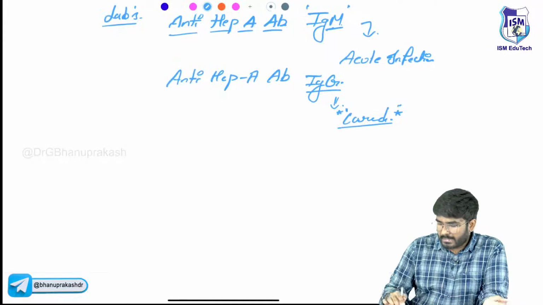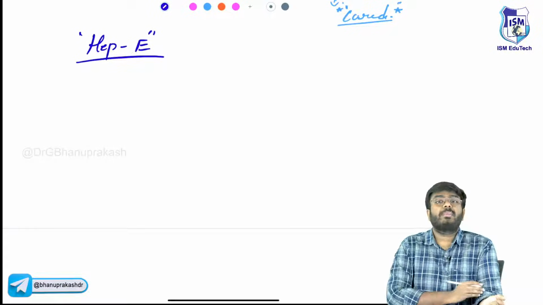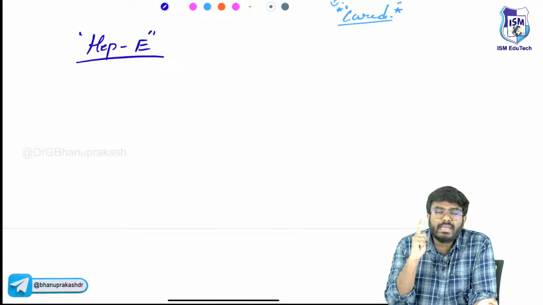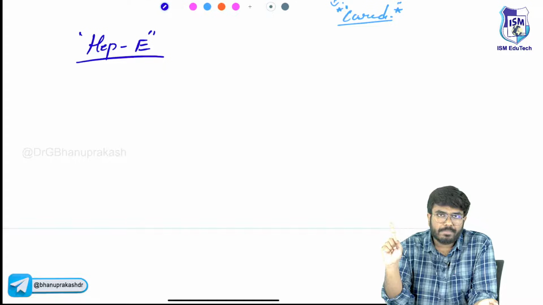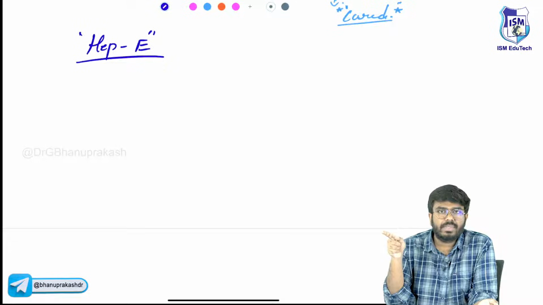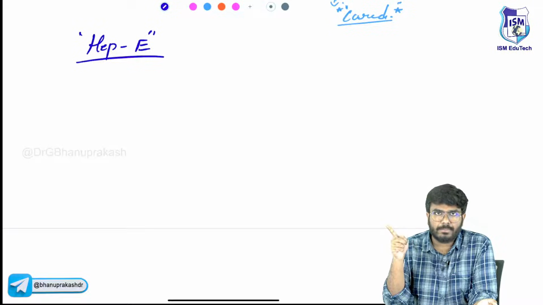After hepatitis A, now let's discuss hepatitis E. Why am I discussing hepatitis E? In the beginning itself, I told you, A and E will never cause chronicity. B and C will cause chronicity. What about D, sir? I will tell you D is a little special. I will talk about D later.